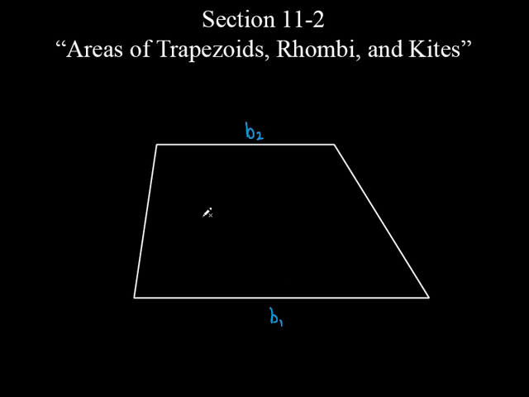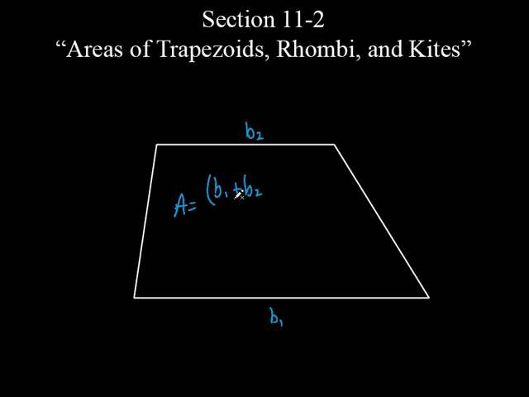So the area of a trapezoid is really close to the area of a triangle. Let me write down the area of the trapezoid. Remember, the triangle is the base times the height divided by 2. Well, this trapezoid has two bases, so this is what we're going to do with the two bases. We're going to take the two bases and combine them, add them together.